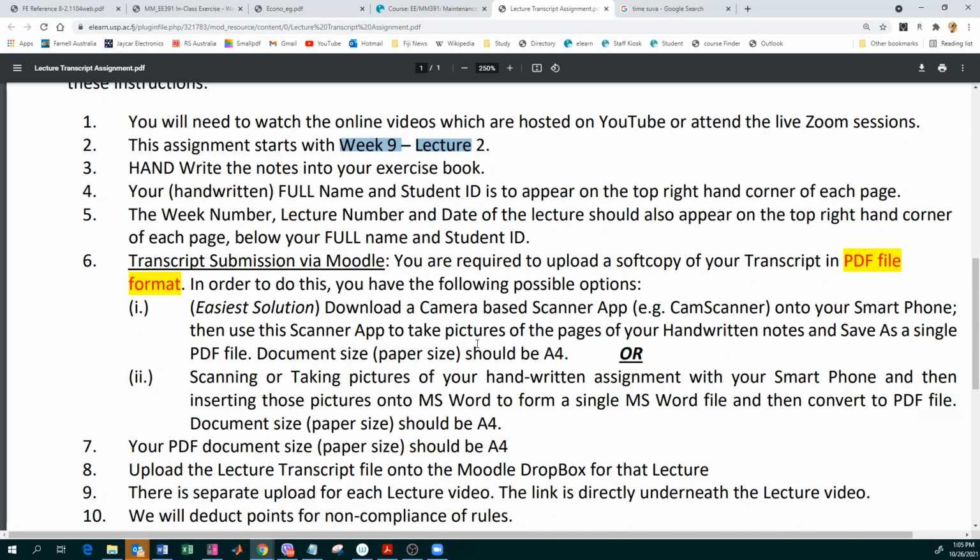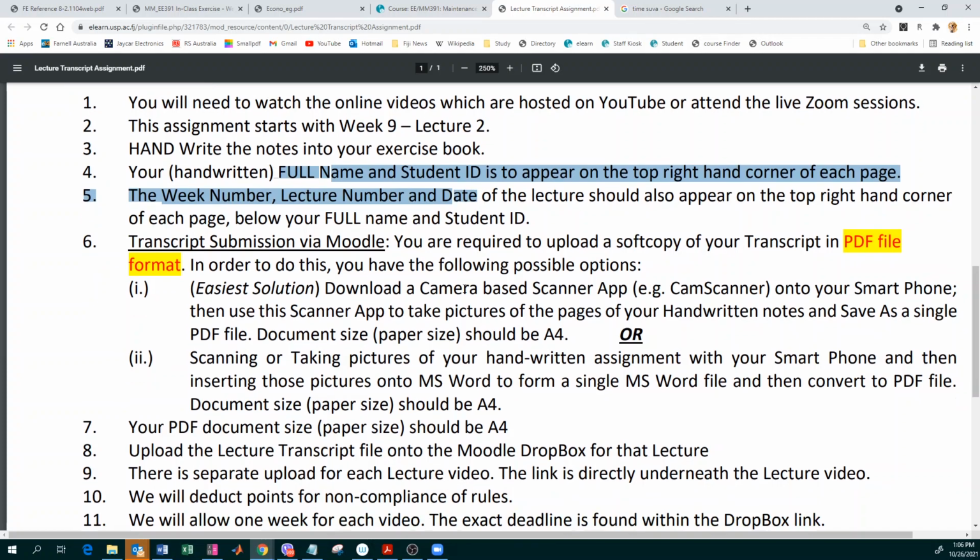And then you will take pictures. You've got to include your full name and ID, lecture number, week number, and the date of the lecture on the top right hand corner. That's all simple stuff.